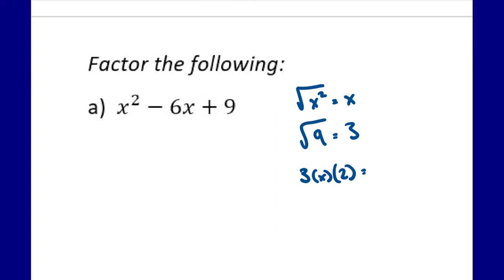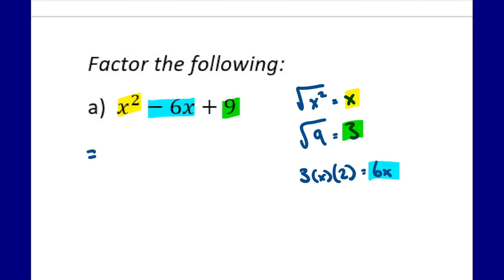Well, we get 3 times 2 is 6 times x is 6x. So we do get our middle number. So we can see that this does fit here, and then this becomes that. So we do see that connection. We do see it fits that pattern.